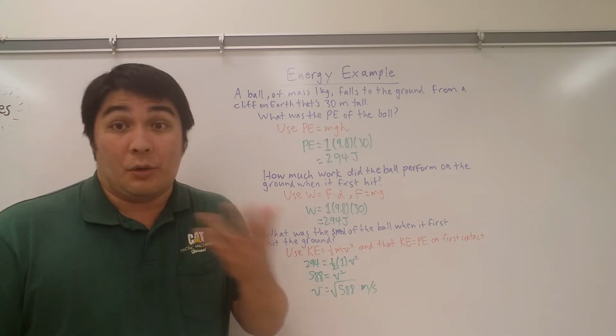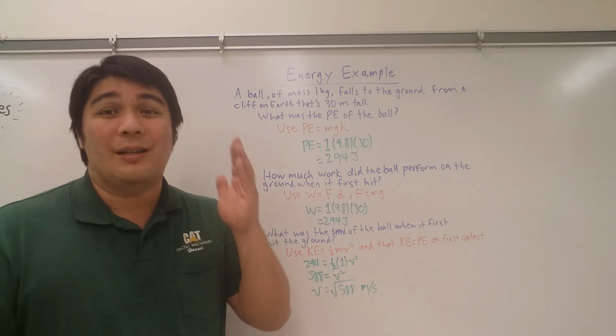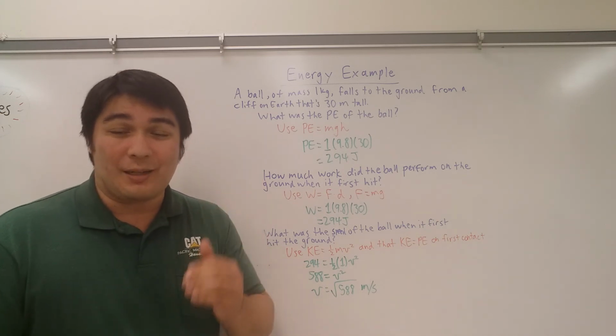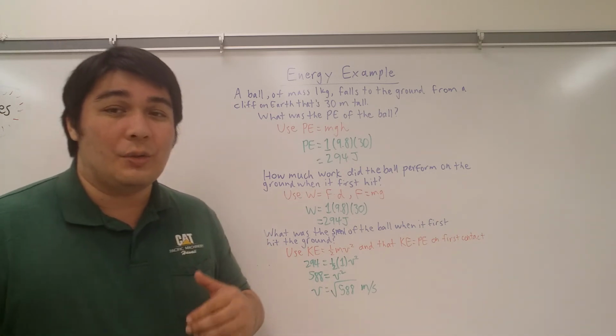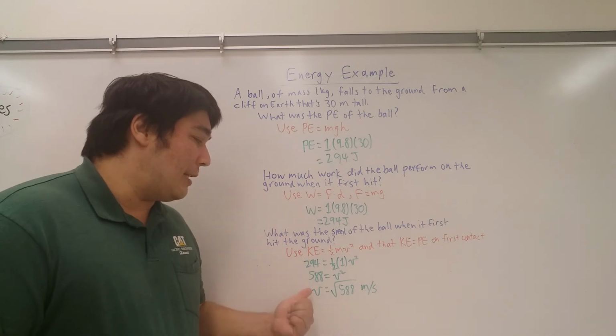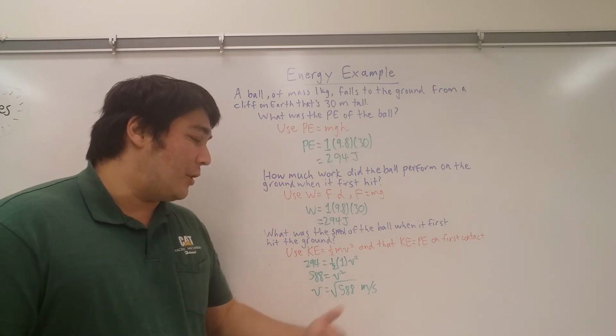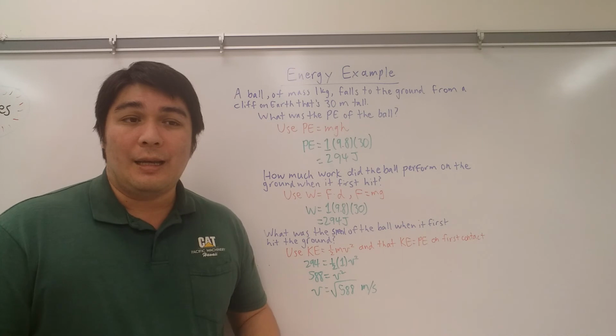Now, of course, I don't want velocity squared. I want velocity, or I want the speed. So what I'm going to do is square root both sides of the equation. So I'm going to get the square root of 588 meters per second.